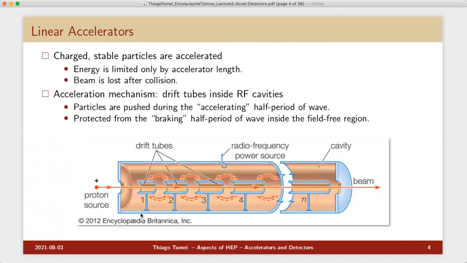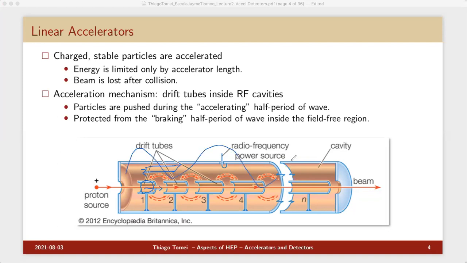You really want to synchronize the frequency of the radial cavity, so the frequency of the electromagnetic wave that is traveling here, with the wave direction. When the wave is traveling such that it would brake the electron instead of accelerating it, the electron has to be protected inside the drift tubes so it doesn't feel it. Then it comes back just in time for the wave to go in the other direction.